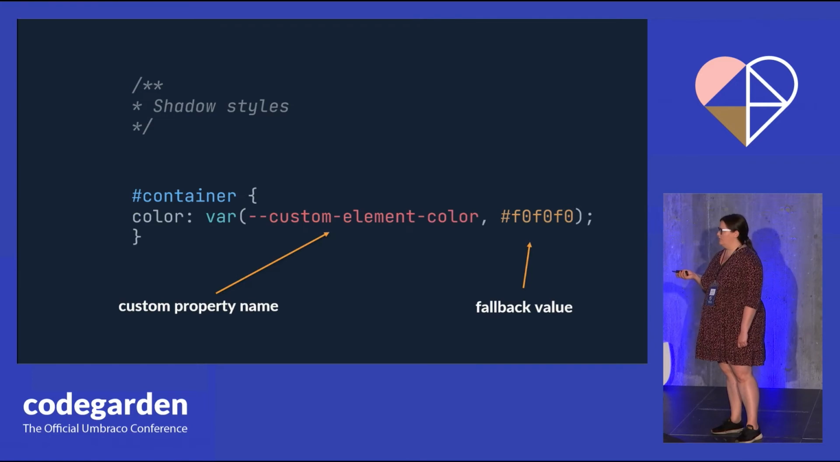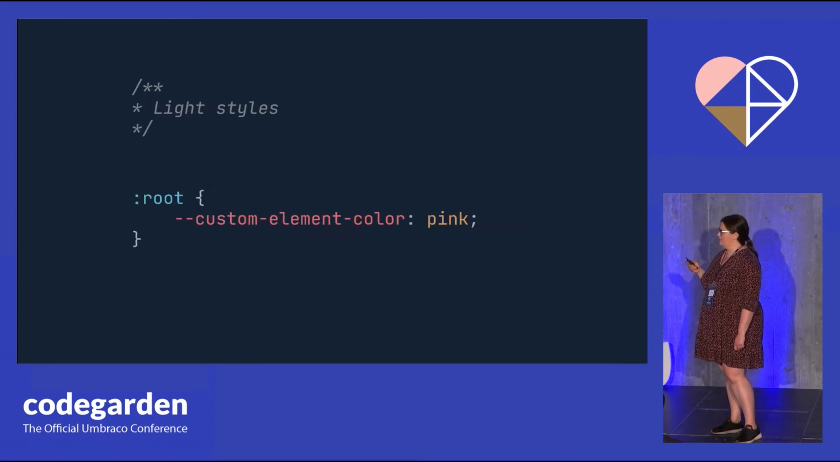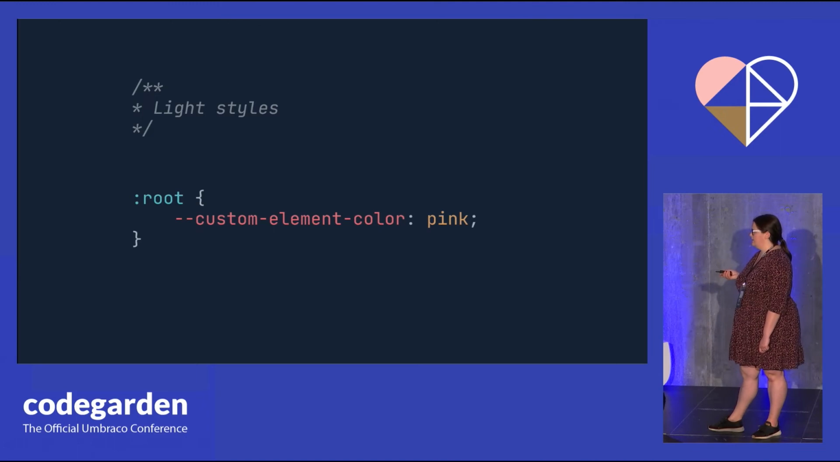Instead of hard coding some value in our shadow DOM, we can use CSS custom properties and the var function. So if the browser doesn't know what this custom property, custom element color, is, it's going to use the fallback value. But if we define it somewhere on the root, on the body, or if we use the root selector, then the browser will take this value and this will leak into the shadow DOM.